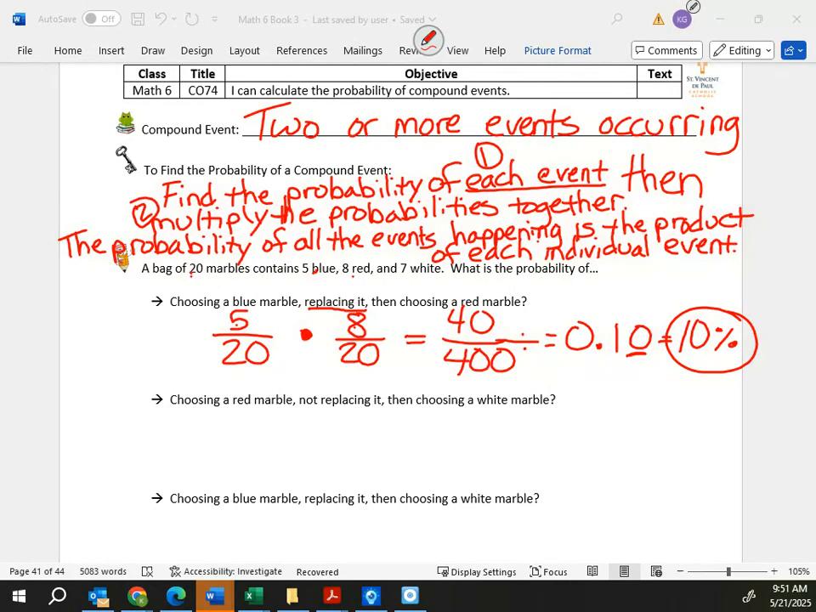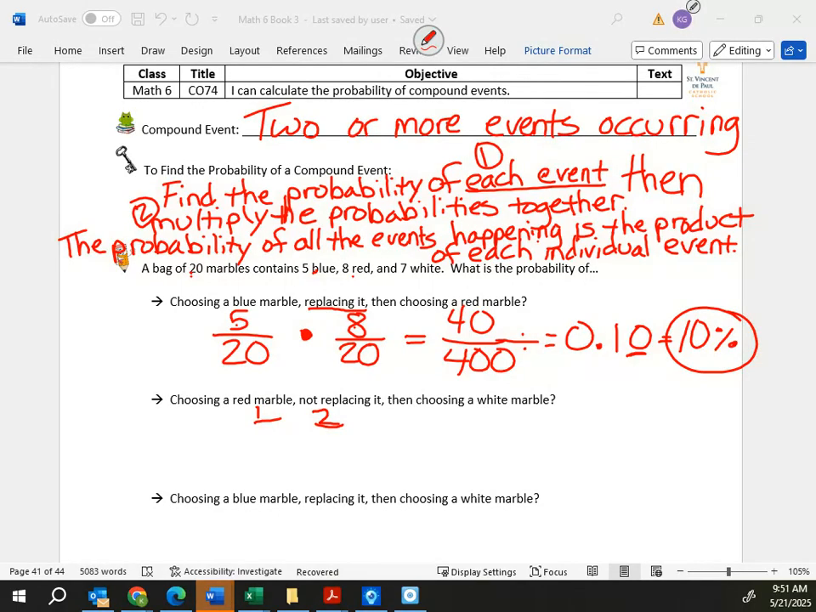So let's look at our next one. Choosing a red, what's the probability of choosing a red marble, not replacing it, then choosing a white marble? How many events do I have happening? Adeline? 2. So I have event 1 is the red marble, event 2 is that white marble.